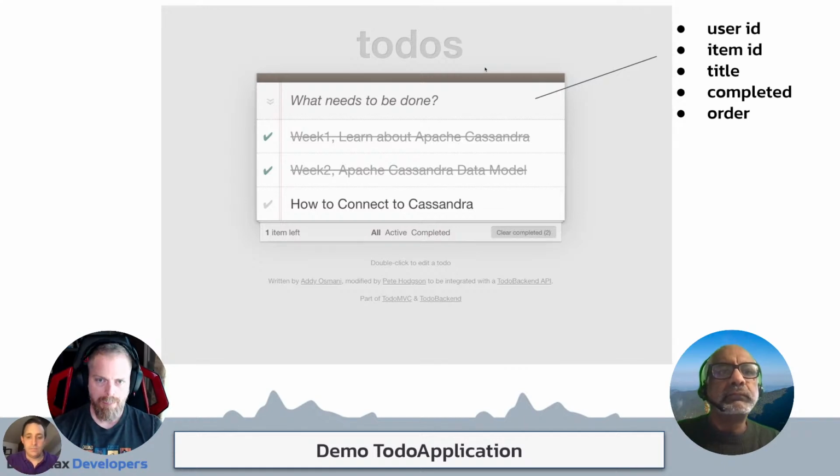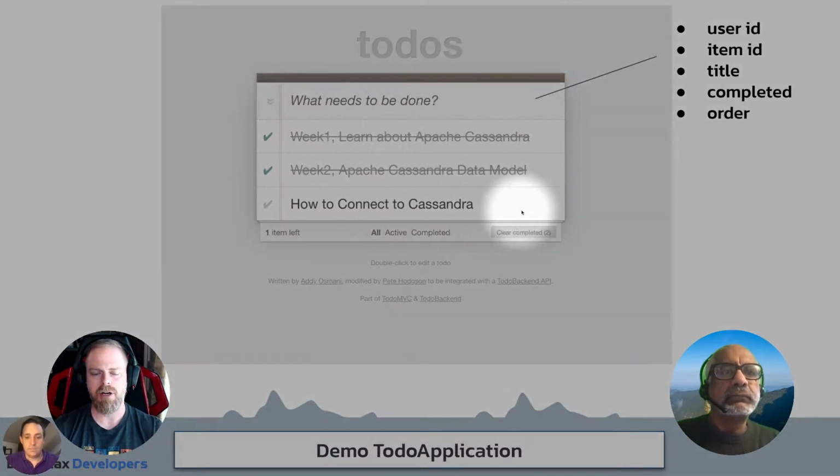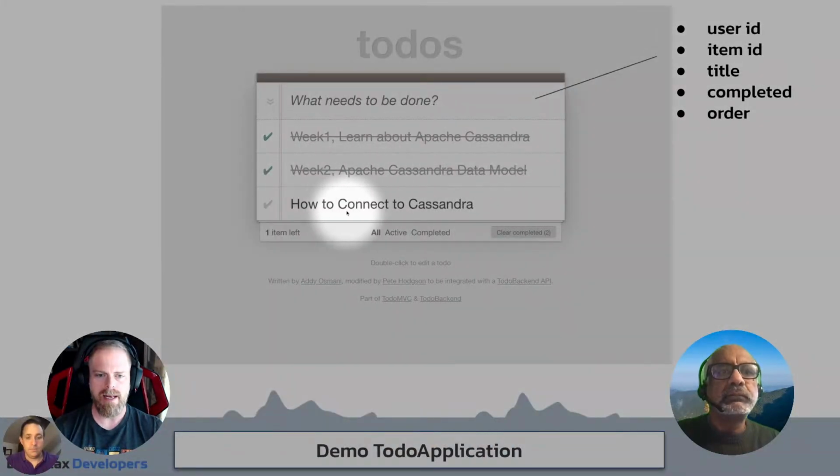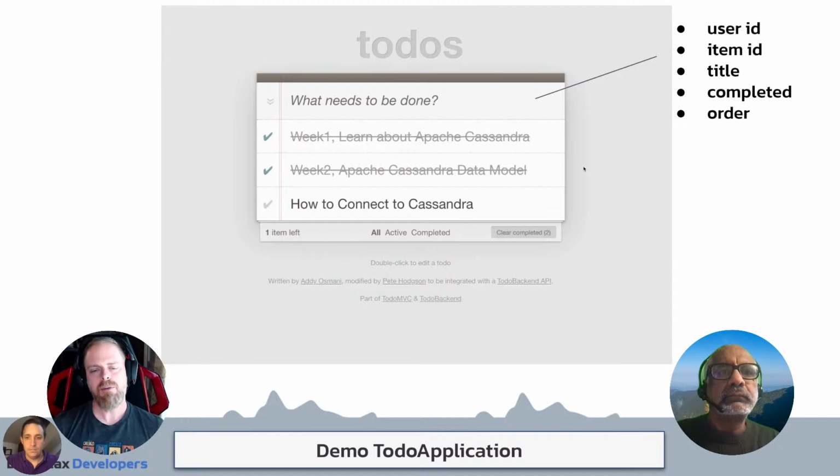So the basic To-Do app is kind of what you see here. I'm going to show you a demo here in a second. But I've got individual to-dos that I can add in. I can check their status and such. So it's a pretty simple model.